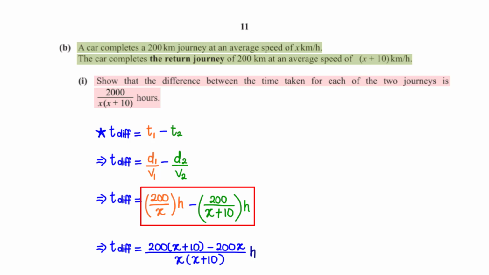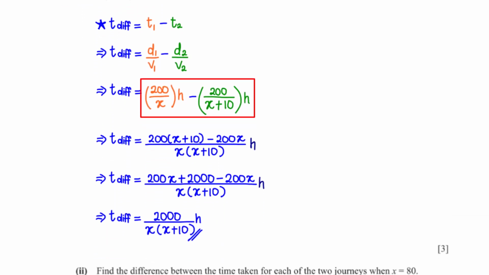We are subtracting two fractions, and so we get the LCM by multiplying the denominators, which gives us x times x plus 10. X goes into the LCM and we are left with x plus 10, which multiplies the numerator 200. X plus 10 goes into the LCM and we are left with x, which multiplies the numerator 200 to give us 200x. When we expand the brackets, 200 times x is 200x and 200 times 10 is 2000. 200x minus 200x is 0, and so our final answer here is 2000 divided by x times x plus 10.